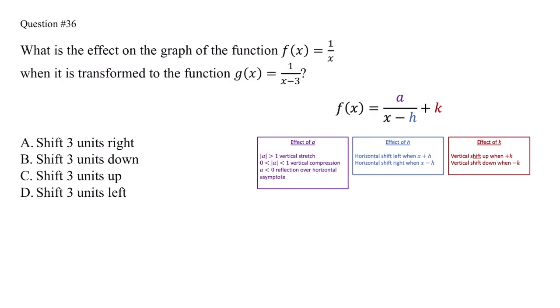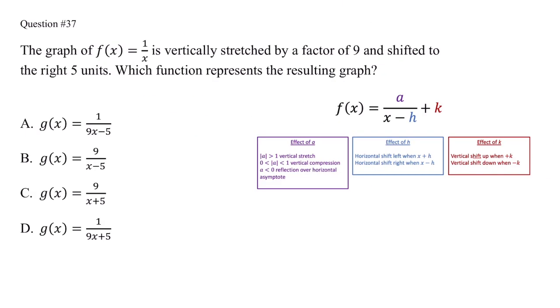So in this problem, it says, what's the effect on the graph of the function f of x equals 1 over x when it is transformed to the function g of x equals 1 over x minus 3? So notice that what I've done here is I've added an x minus 3. So that is going to be a horizontal shift to the right. So it is going to go to the right 3 units.